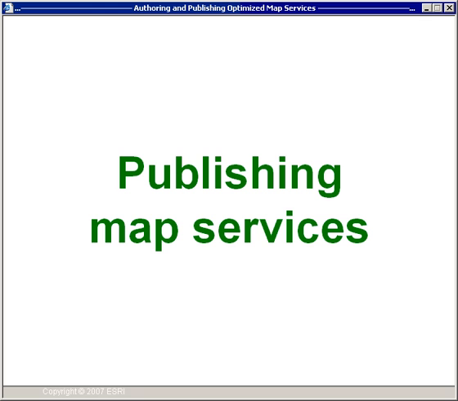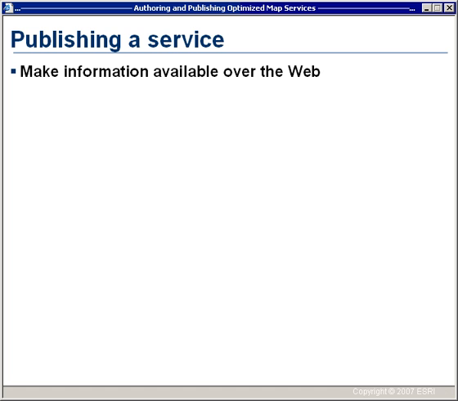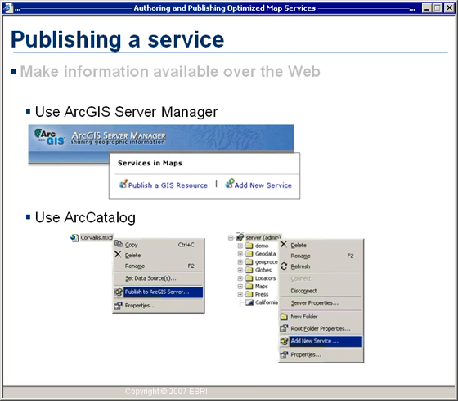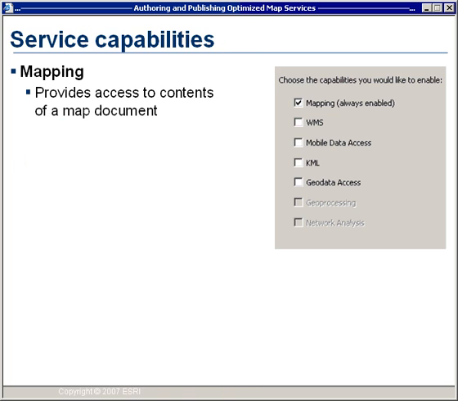So now that we've worked so hard to create a well put together map document, we want to make it available for use by publishing it using ArcGIS Server. Publishing a service means that you are making the information, in our case the map document, available over the web. We have two options for where this can be done: ArcGIS Server Manager or ArcCatalog. In both environments, you can publish a service directly from the resource, or you can add the new service to the server. Once you have specified a name for the service and the map document that will define it, you will be asked for the capabilities you wish to enable.